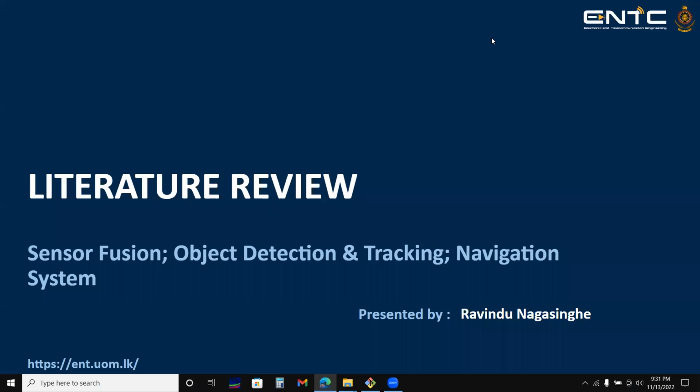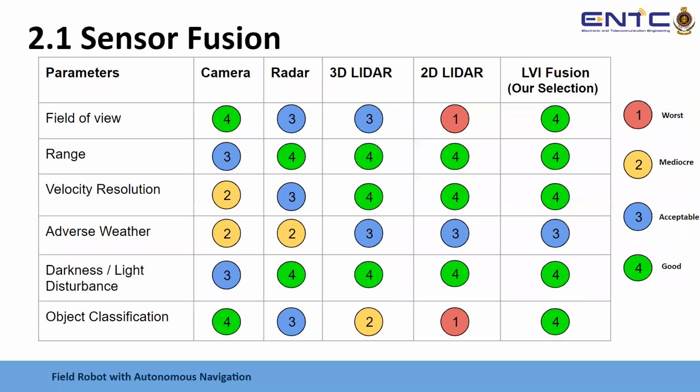Thank you. Regarding the literature review, we are doing the literature review in many areas such as sensor fusion, object detection and tracking, navigation, and navigation systems. First, when we talk about sensor fusion, out of the literature survey we did for the sensors and the sensor fusion, we obtained many sensor types such as camera, radar, 3D LiDAR, 2D LiDAR, and then we obtained how to fuse these, and out of them we focused on LiDAR, visual, and IMU fusion.